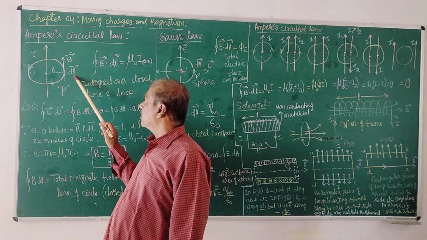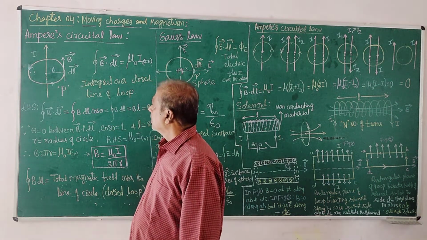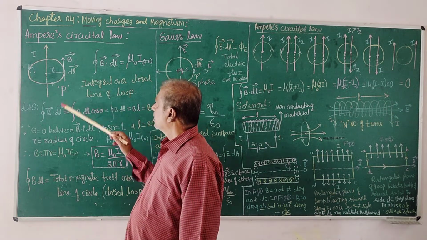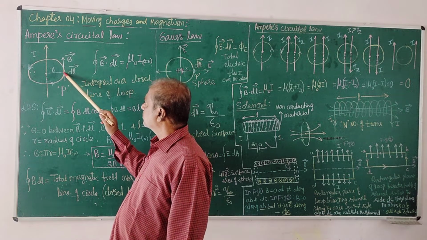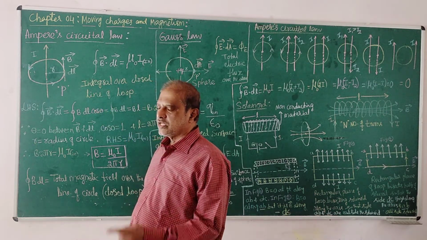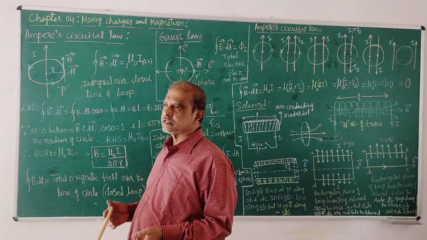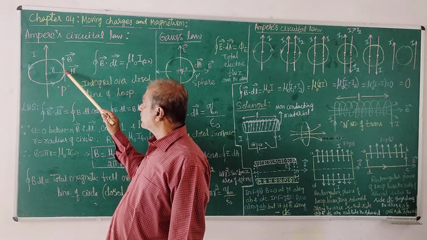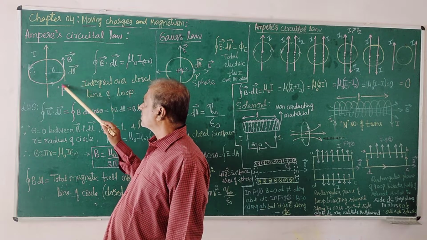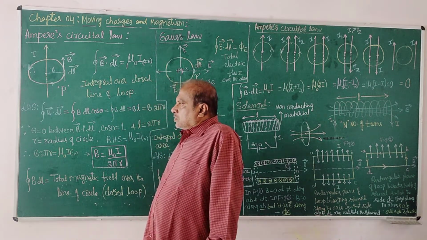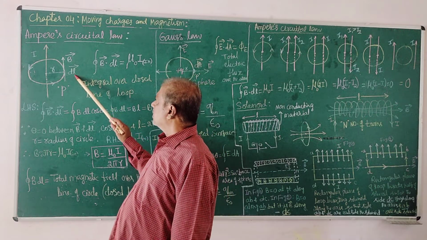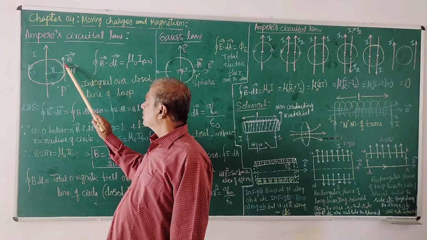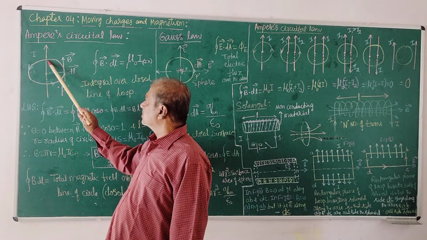This element of length also has a direction, and magnetic field also has a direction. The element of length at this point is a straight line because it is infinitesimally small, and the direction is tangent to the point, that is a straight line like this. So the direction of dl is tangent to the circle at this point.